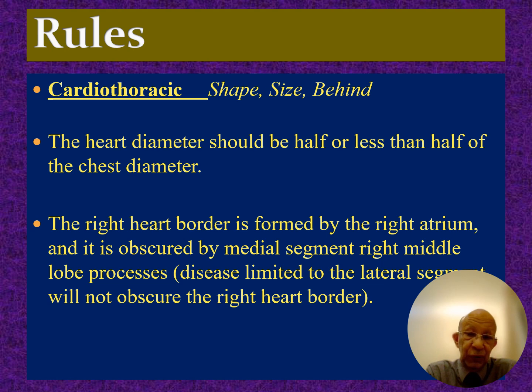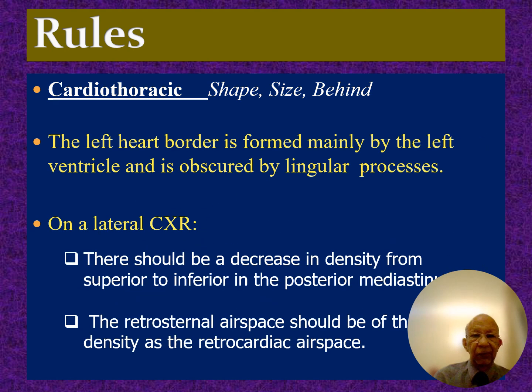And the right heart border is formed by the right atrium. So if you end up with any right middle lobe pathology, specifically the medial segment, because the right middle lobe has two parts, the medial segment and the lateral segment, right? The medial segment is the consolidation that will obscure the right heart border. Okay, so these are important rules to be aware of, right?